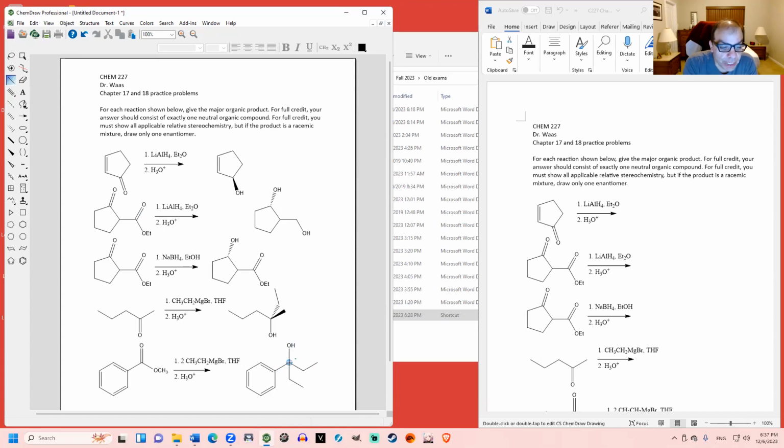And now this carbon is not chiral. So there's no wedges and dots. It is 2 of the same group on it, so it's not chiral. Good. I can't think of anything else. That's about it for the first page. Questions so far?